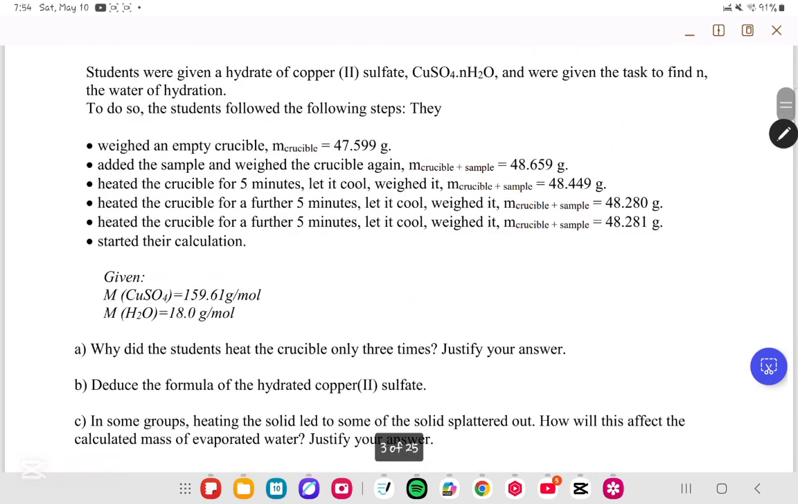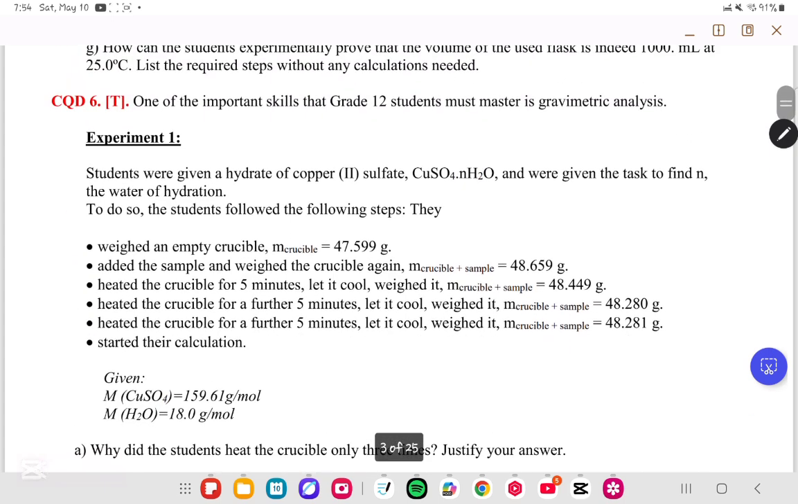Is question 6 the last question? Yeah, I think question 6 is the last question, and then I'll stop the video over here. So one of the important skills grade 12 students must master is gravimetric analysis.